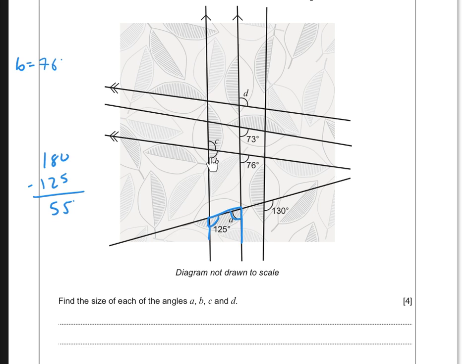Now we found B, we can find C, because we know angles along straight lines should add up to 180. So 76 plus what gives us 180? That would be 104.